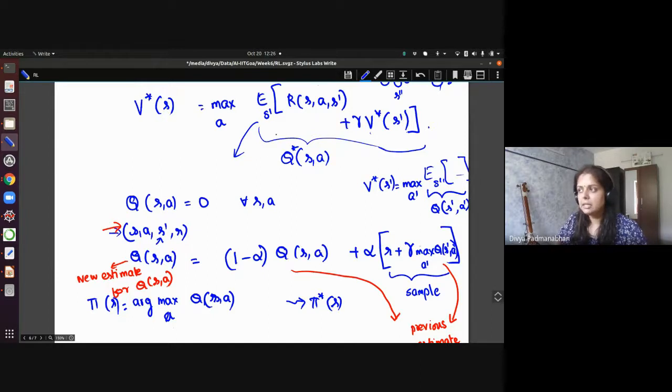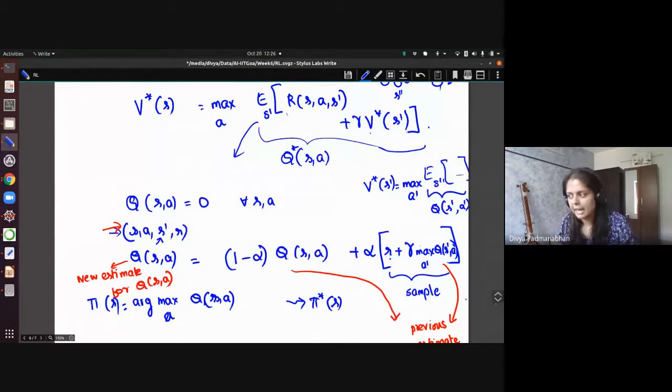Your new sample comes from the idea that you're trying to approximate an expectation. So you take a sample of this quantity, R plus gamma V star. That's your current reward R plus gamma times the max of Q at the new state S dash, the max over all actions possible from S dash. That is your new sample, and you use that to update your Q estimates.